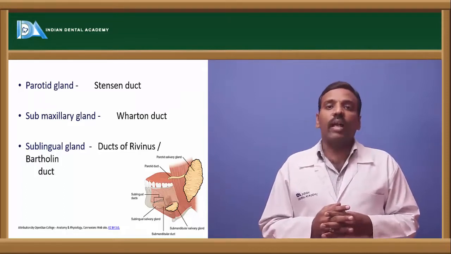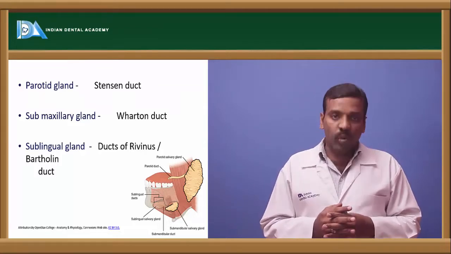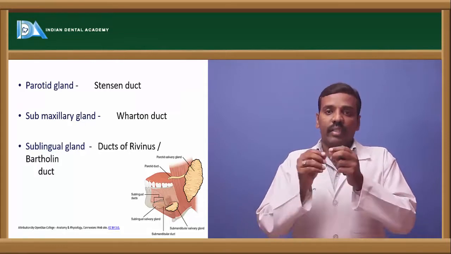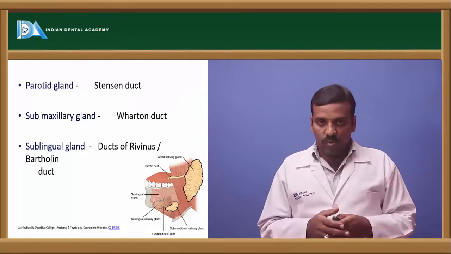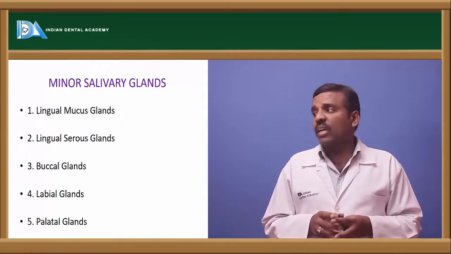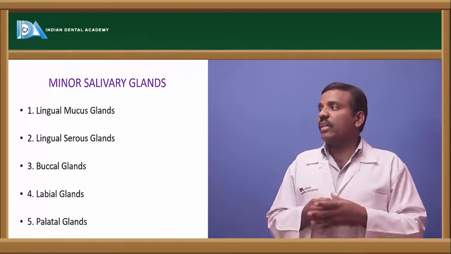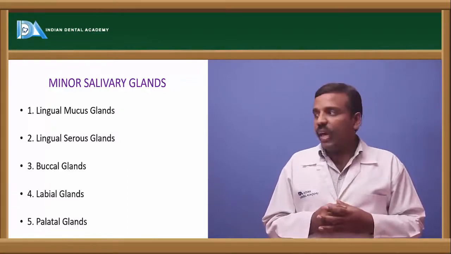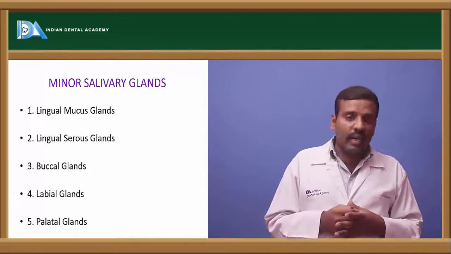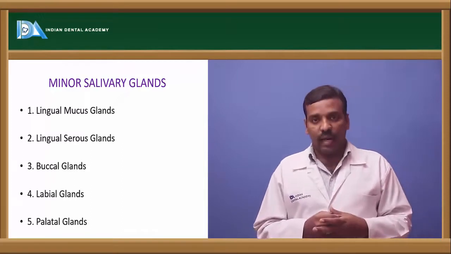The sublingual gland secretion is poured into the duct of Rivinus, or the Bartholin glands, and through that duct of Rivinus the secretion is poured into the mouth. Next, the minor salivary glands are situated in the lingual mucus glands, lingual serous glands, buccal glands, labial glands and the palatal glands.